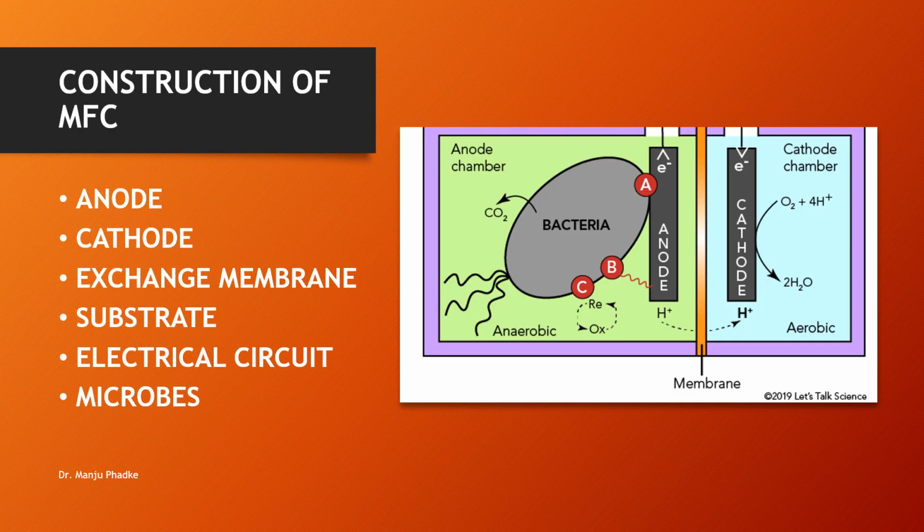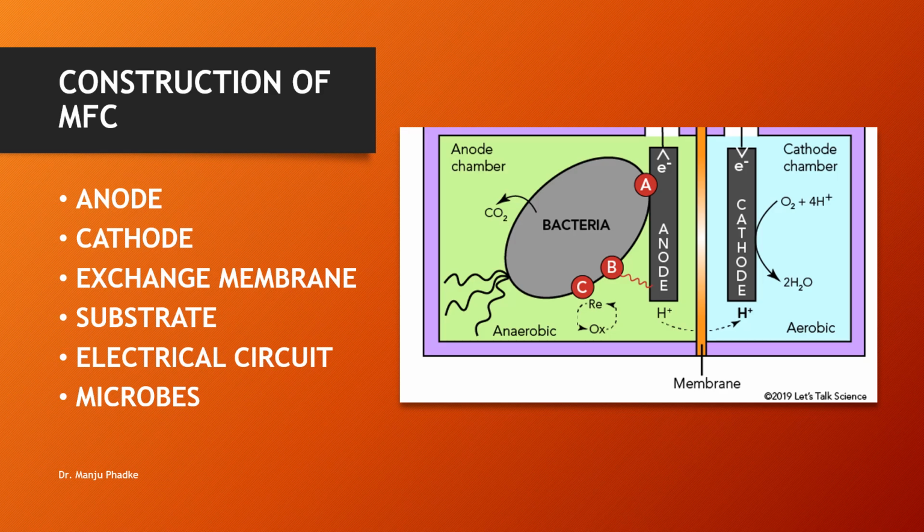Let us look at the construction of a microbial fuel cell. As we have seen earlier, there is an anode, there is a cathode, there is an exchange membrane which is separating both the anode chamber and the cathode chamber. The anode chamber is essentially anaerobic while the cathode chamber is aerobic. The anode chamber houses the substrate and the bacteria.